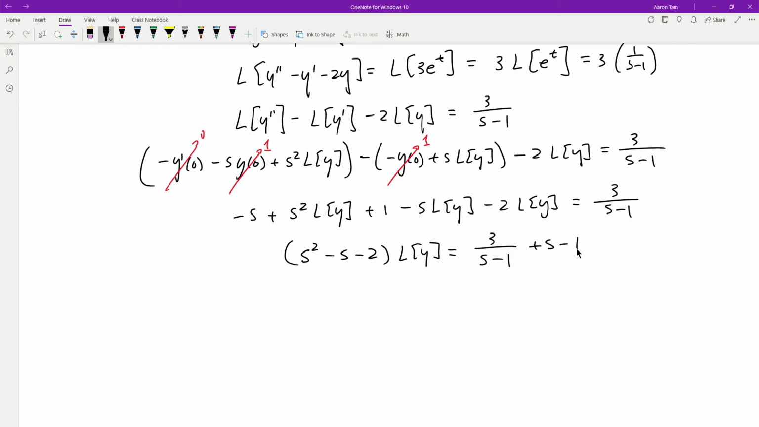And now what I need to do is combine the right-hand side together. You do have to combine them all into a single fraction, then you can properly separate them into partial fractions. So that is something that you have to do. It's a lot of algebra that you have to get done. So I'm going to put this over 1 and multiply this by s minus 1 over s minus 1 so that I have a common denominator to combine them together.